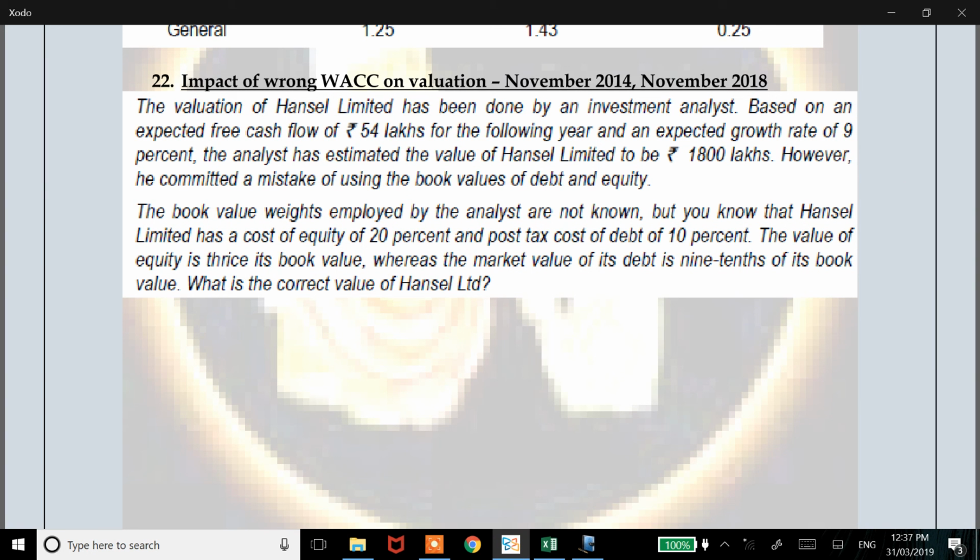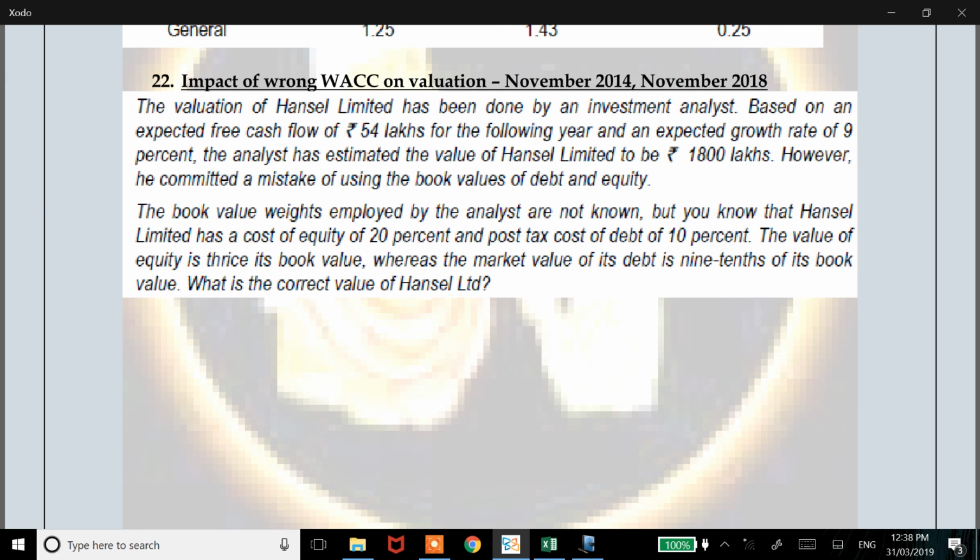Okay, now listen. The valuation of Hansen Limited has been done by an investment analyst based on an expected cash flow of 54 lakhs and a growth rate. Analyst has estimated the value of Hansen Limited to be 800. He committed a mistake by using book value of debt and equity. Book value weights are not known. Some data on cost of equity, cost of debt is there. They've asked us to do the correct value of Hansen Limited.